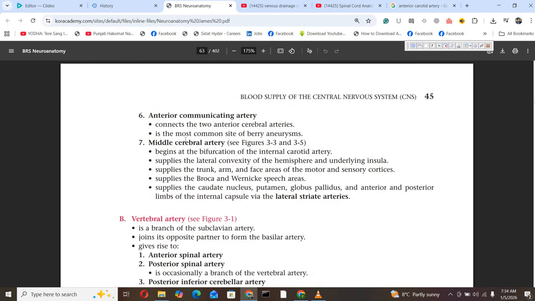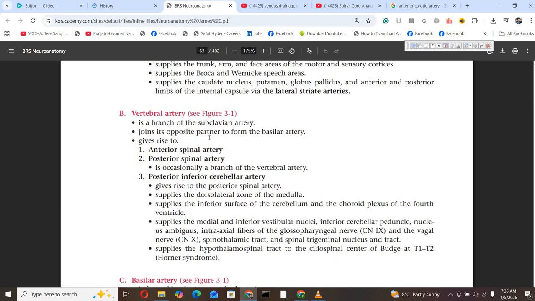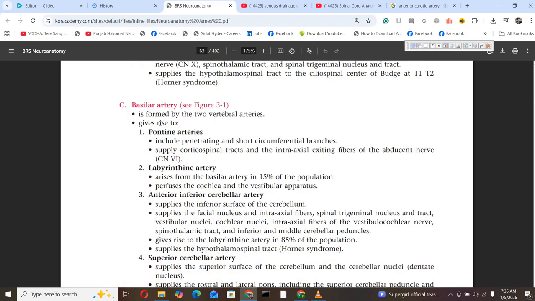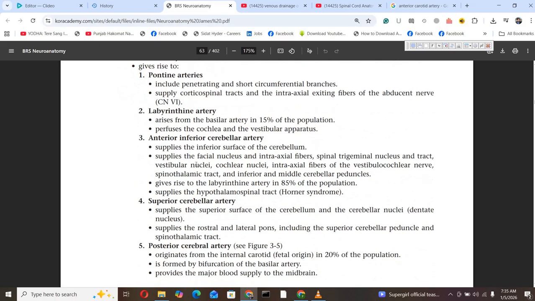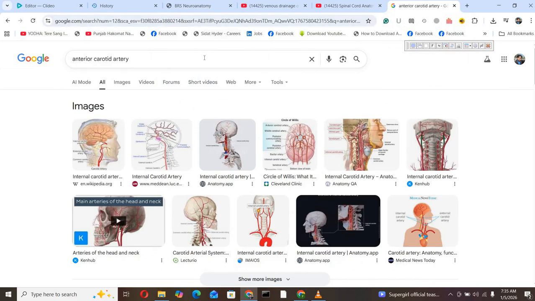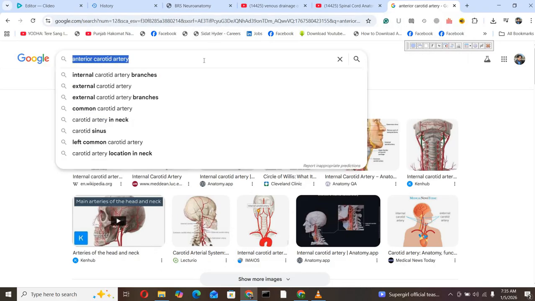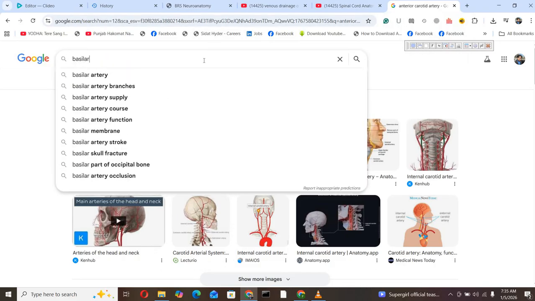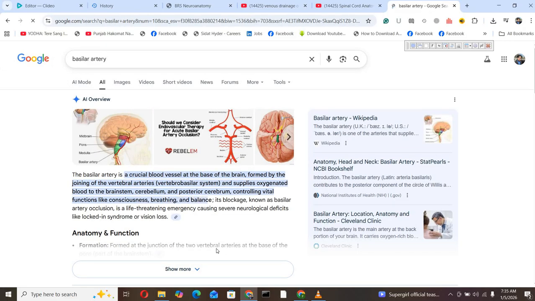Anterior communicating artery, middle cerebral arteries, or the vertebral arteries. In the vertebral arteries, there are the anterior spinal artery, the posterior spinal artery, and the basilar artery. Let's have an overview of the basilar artery.